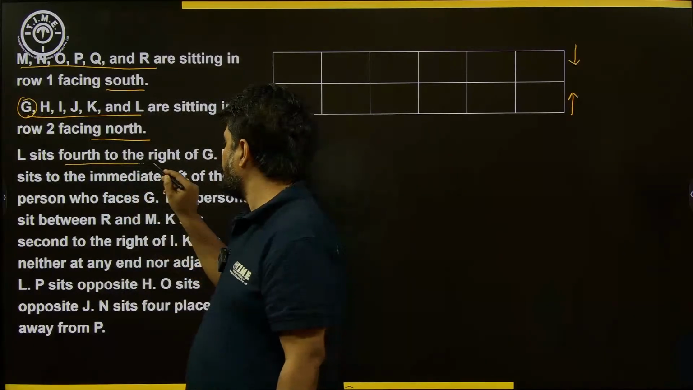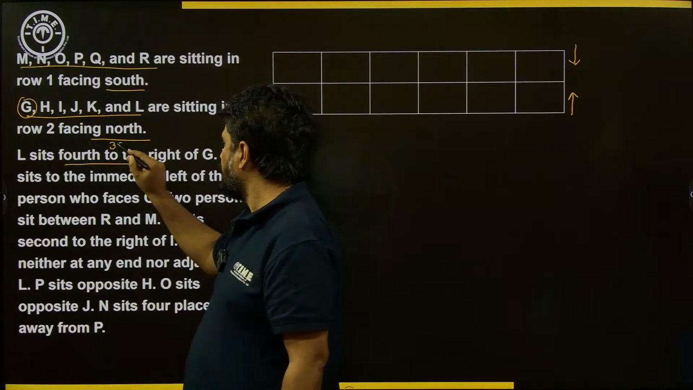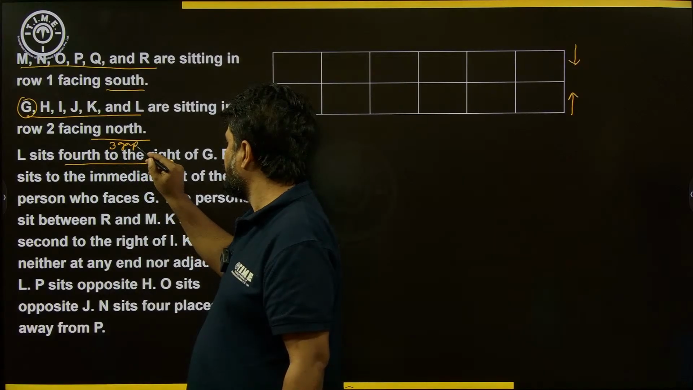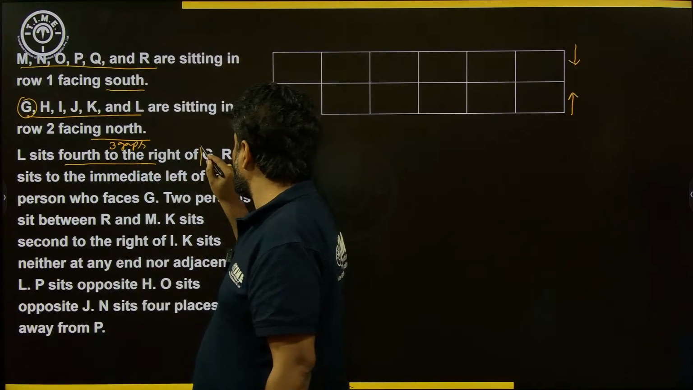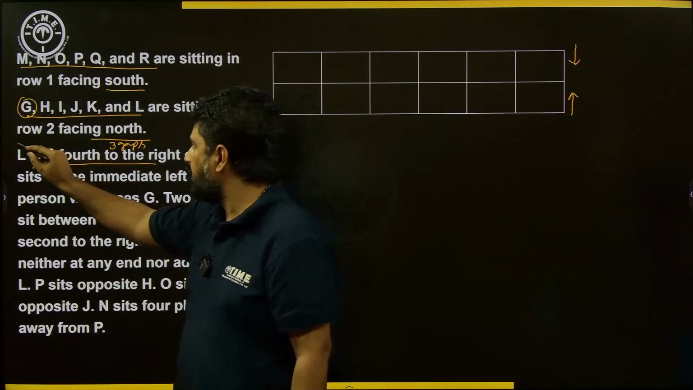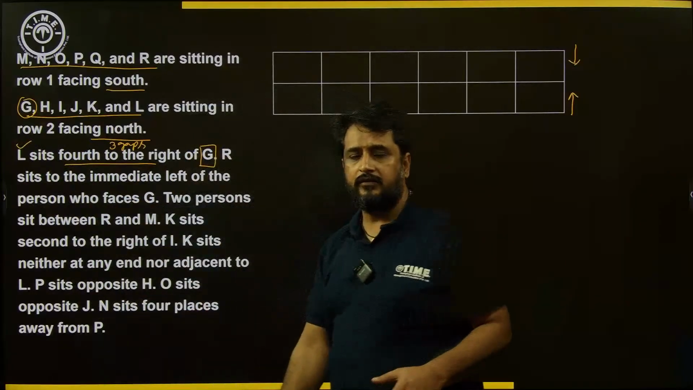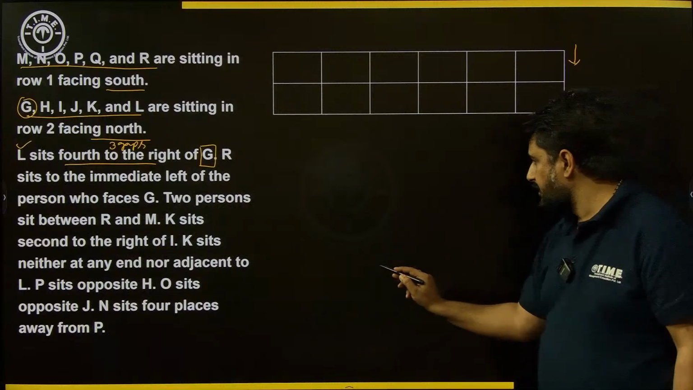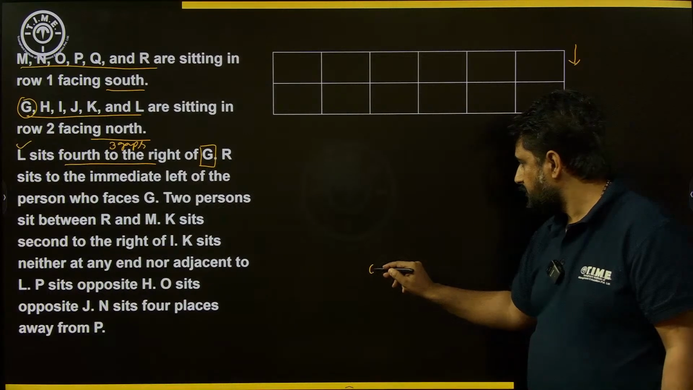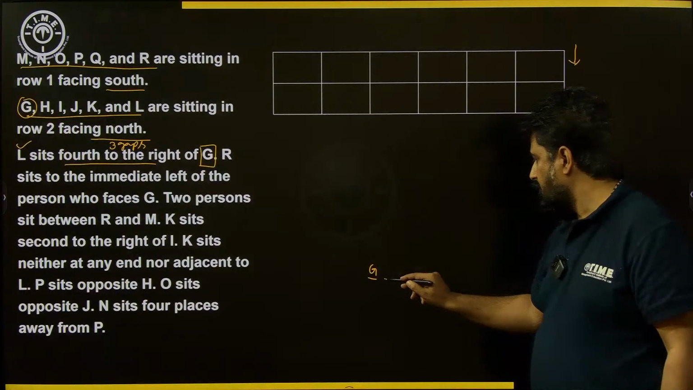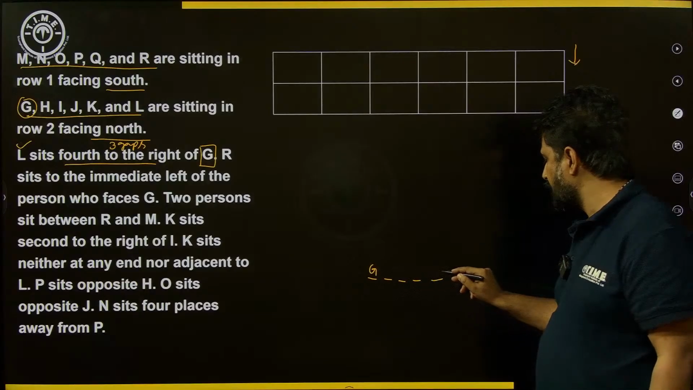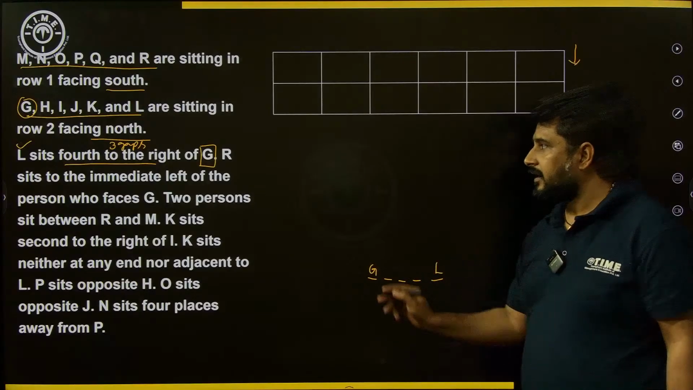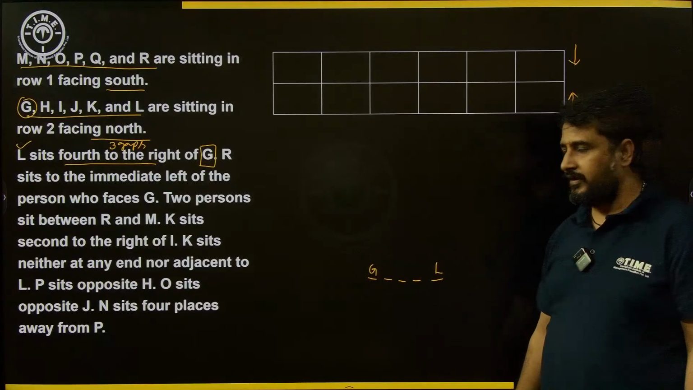Fourth right means how many gaps will be there? 3 gaps will be there, 3 gaps to the right side of G. Who will be there? L will be there. How are we going to represent this? Let me write here. G here. G, 1, 2, 3 gaps, and it will be L. L sits fourth to the right of G.